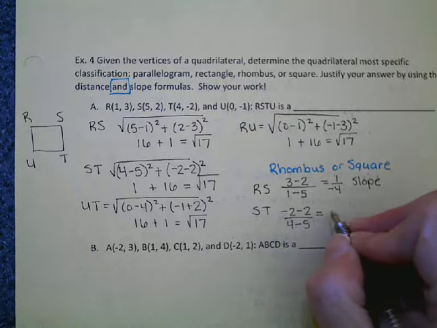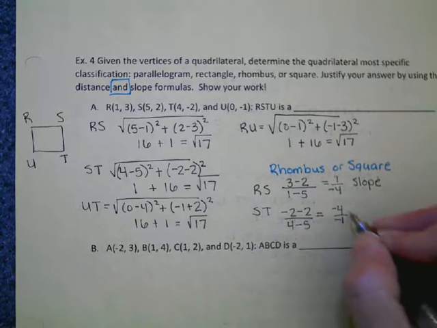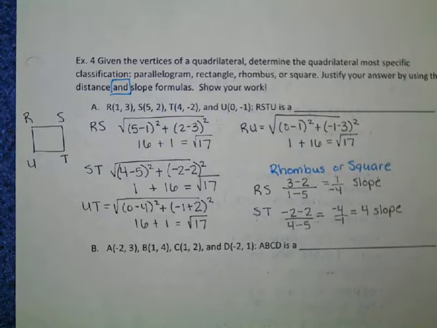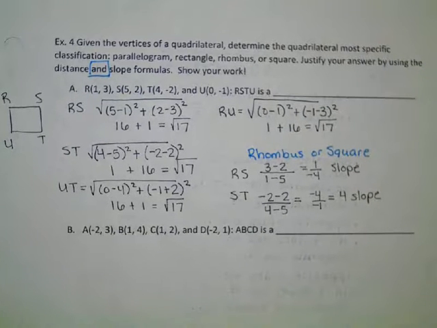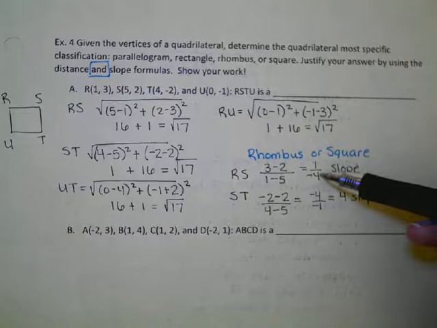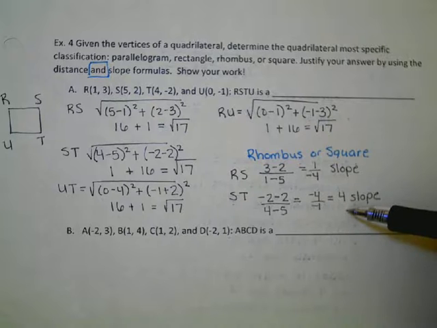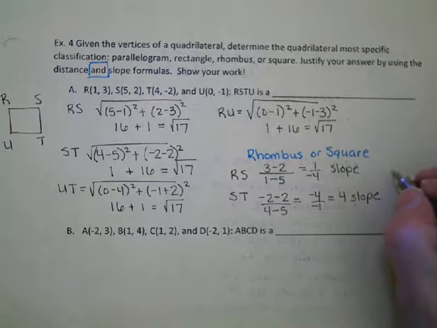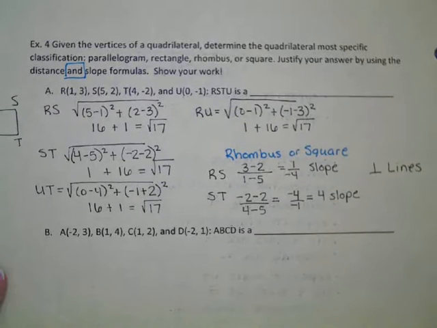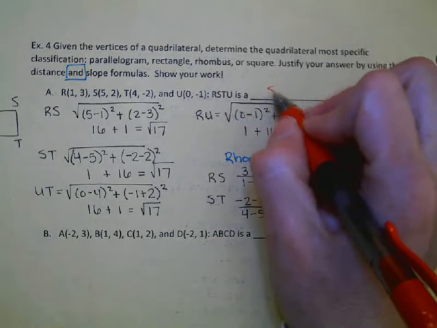So that gives me negative 4 over negative 1, and two negatives make a positive. So 4 is the slope. If you look at RS and ST, these slopes are opposite reciprocals. So the opposite of negative is positive, and the reciprocal of 1/4 is 4 over 1. So these would be perpendicular lines. If those lines are perpendicular and all four sides are congruent, then my answer will be square.